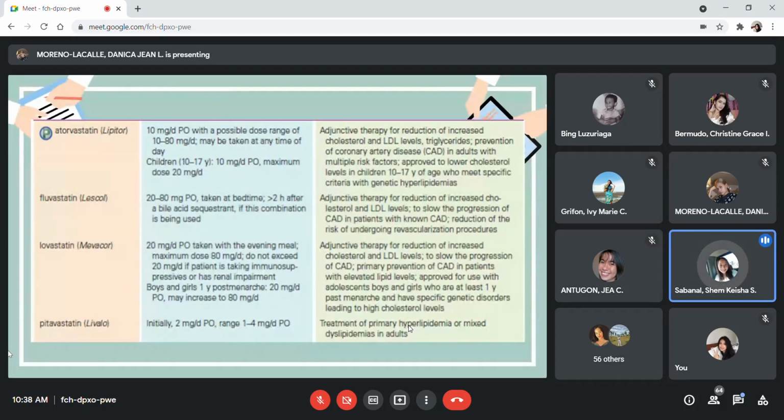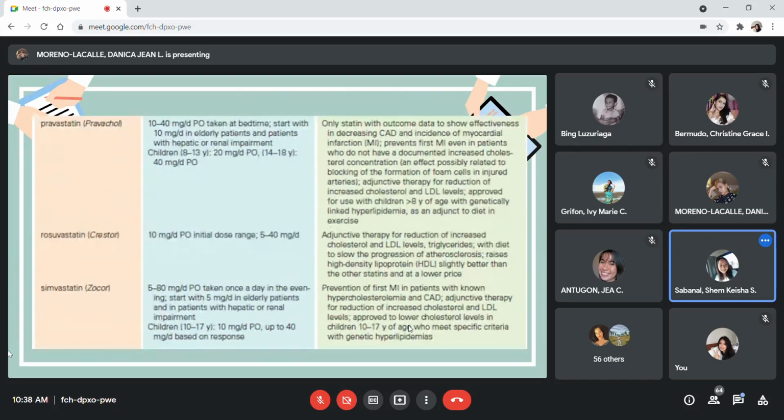So this is the table showing the drugs under HMG coenzyme A reductase inhibitor. As you can see, they all end in statin. So it is not difficult for us to remember what the drugs under this class are. Next slide. Yes, we also have pravastatin, rosuvastatin, and simvastatin. Okay, next slide.